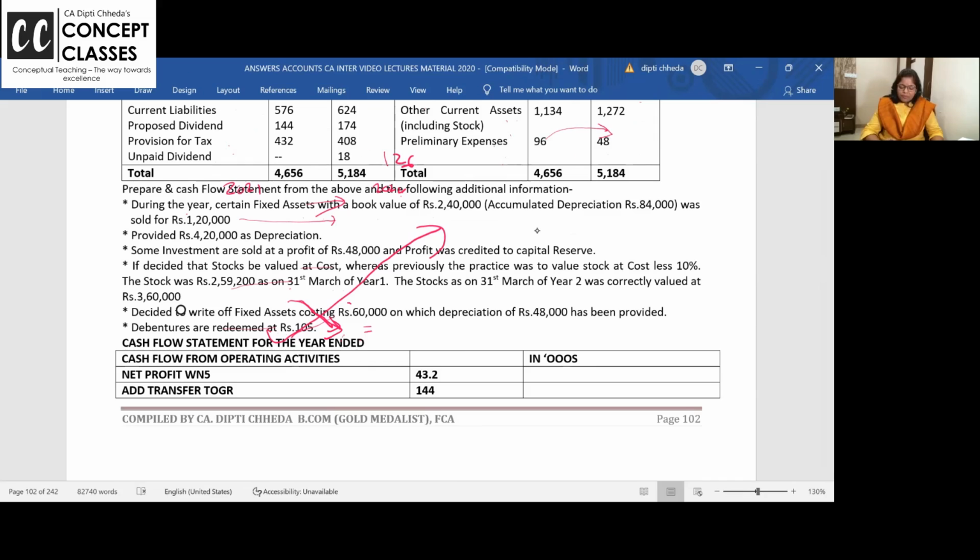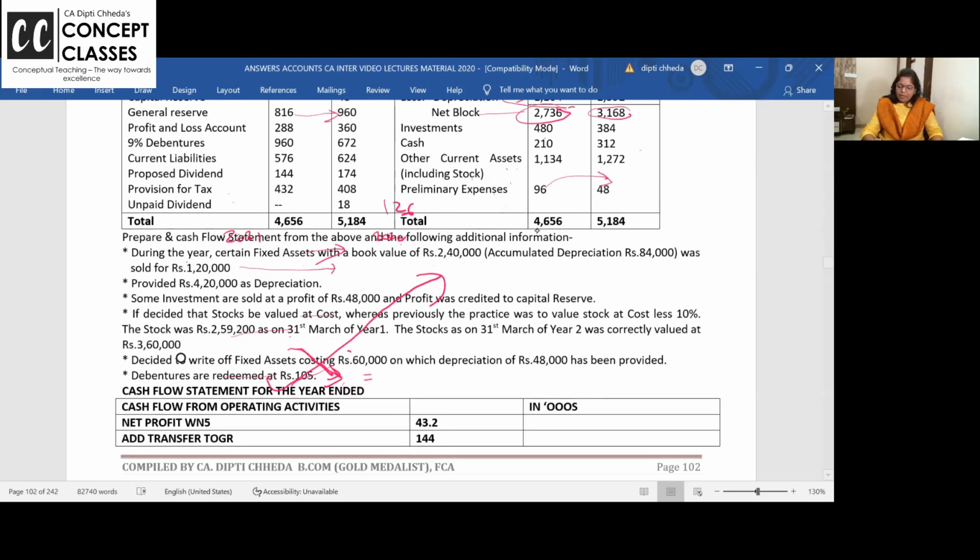Some investments are sold. Previously the stocks were valued at 10% less. यहाँ पे these current assets are including stock, and stock is valued at 259,200 इसमें, but it is valued at 10% less. So now if you increase the stock, the profit will also increase, no? Higher the closing stock, higher the GP, so the profit will also increase. But this closing stock of March second year is correctly valued, no change. Only this stock will increase and this P&L will increase. Decide and write off fixed asset costing 60,000 and depreciation and all.